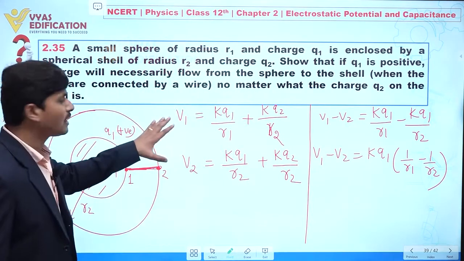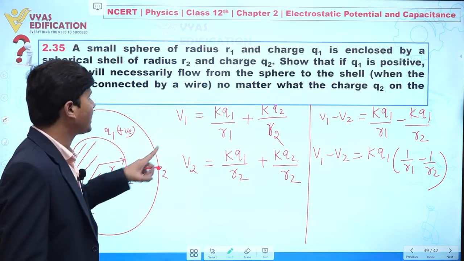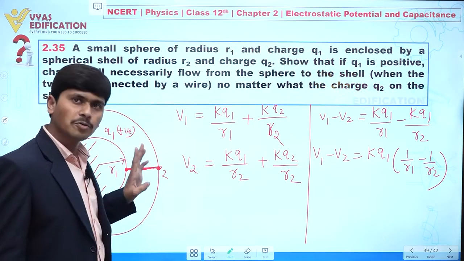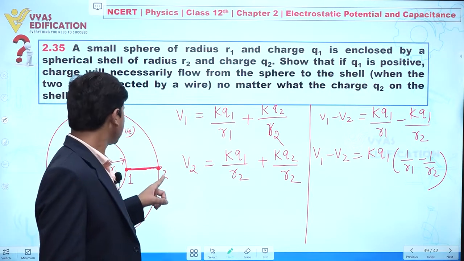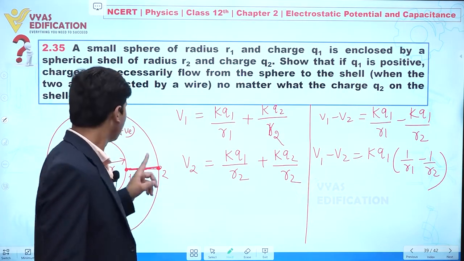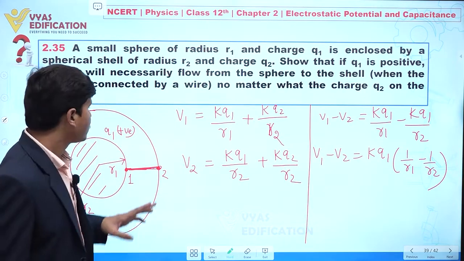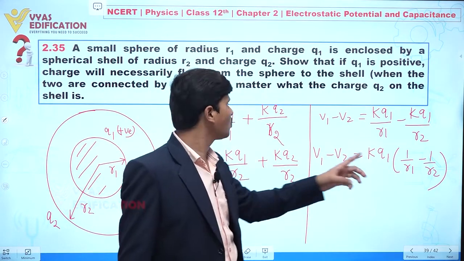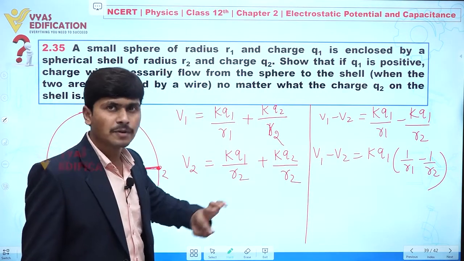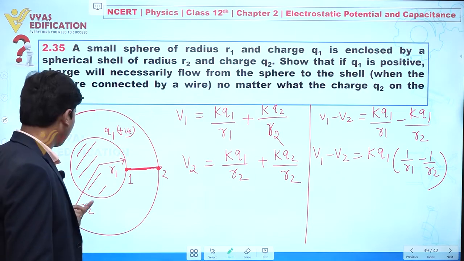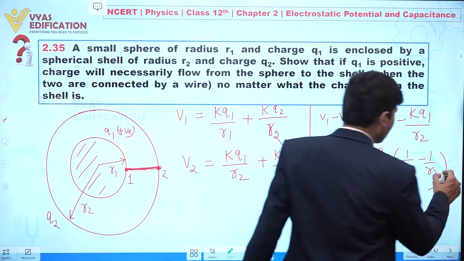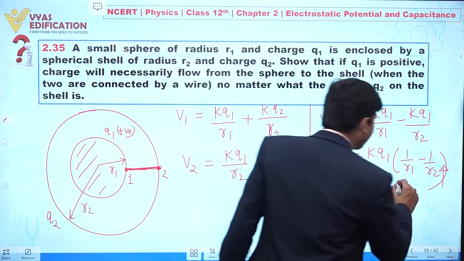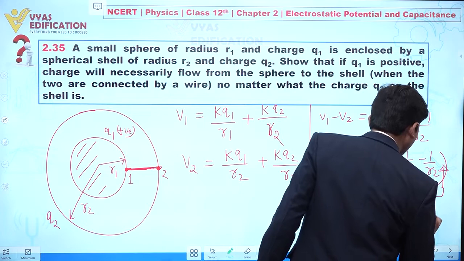Again, how can we write the potential? Potential at 1 is given by K Q1 upon R1 plus K Q2 upon R2. For V2 we write K Q1 upon R2 plus K Q2 upon R2. If we subtract, V1 minus V2 is given by K Q1 times (1 upon R1 minus 1 upon R2). Definitely the value of R2 is more compared to R1, so this factor is positive.